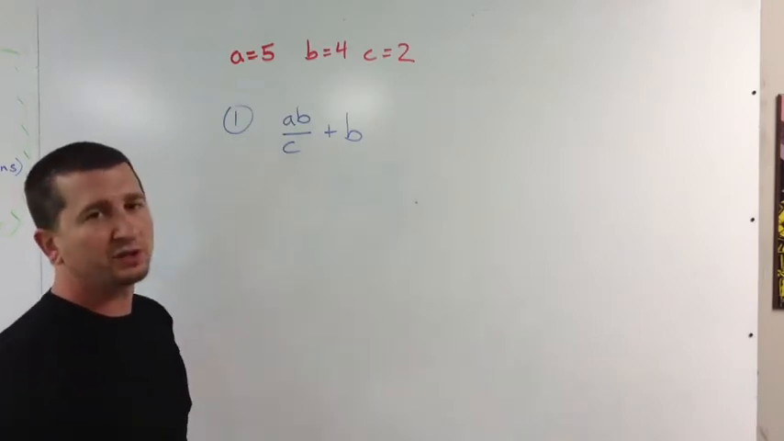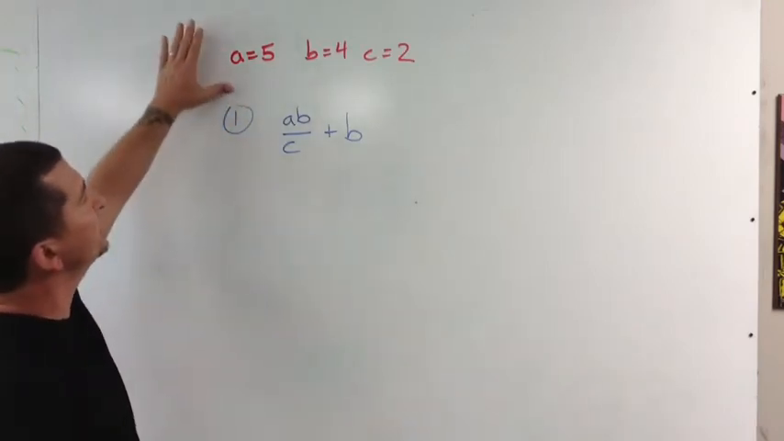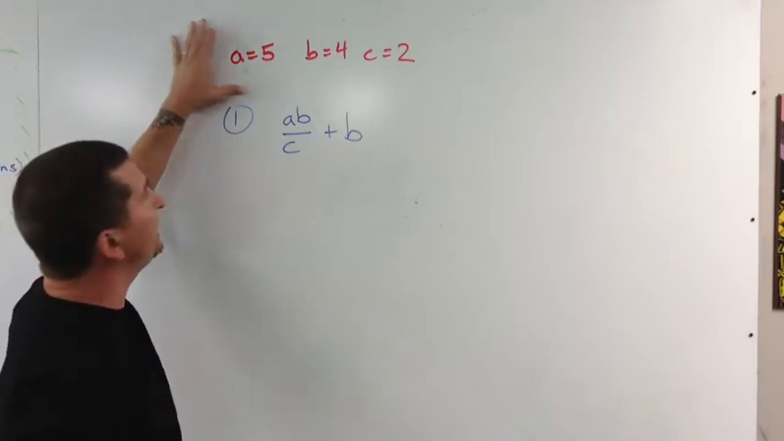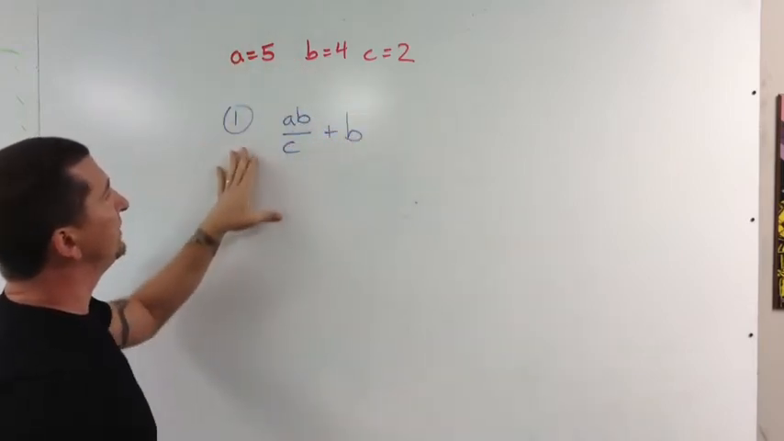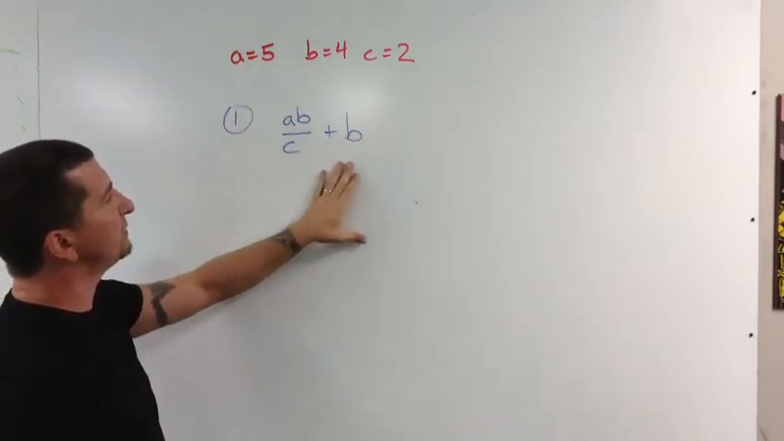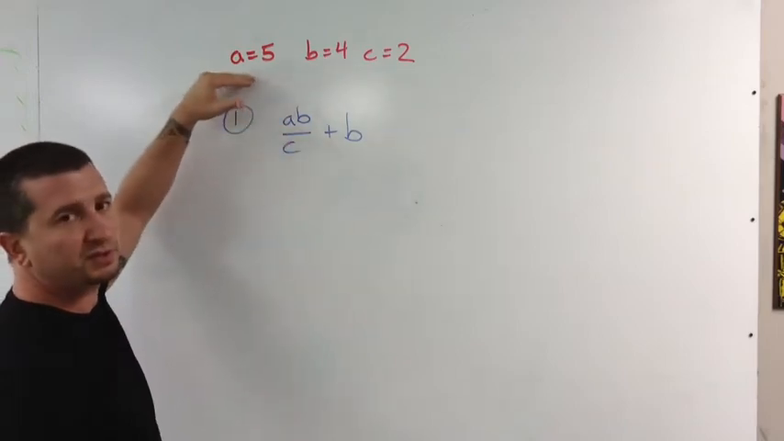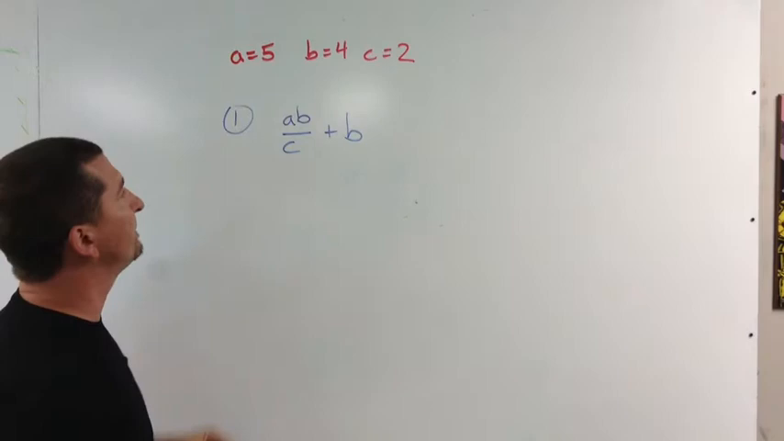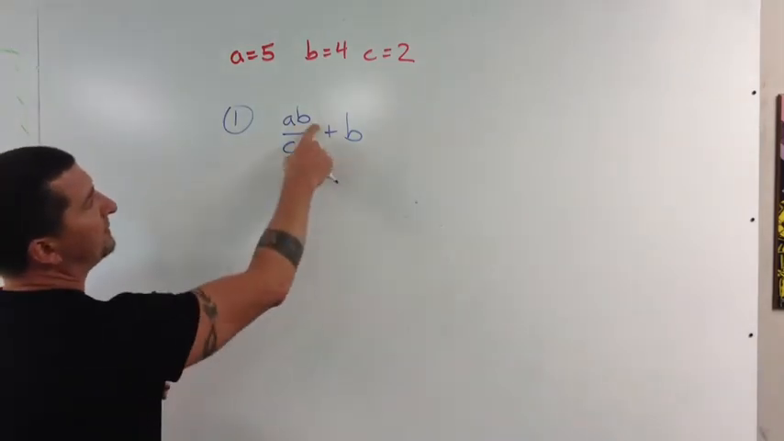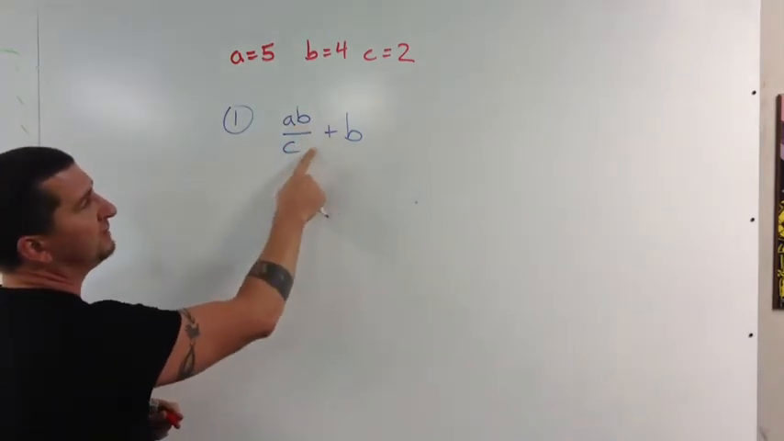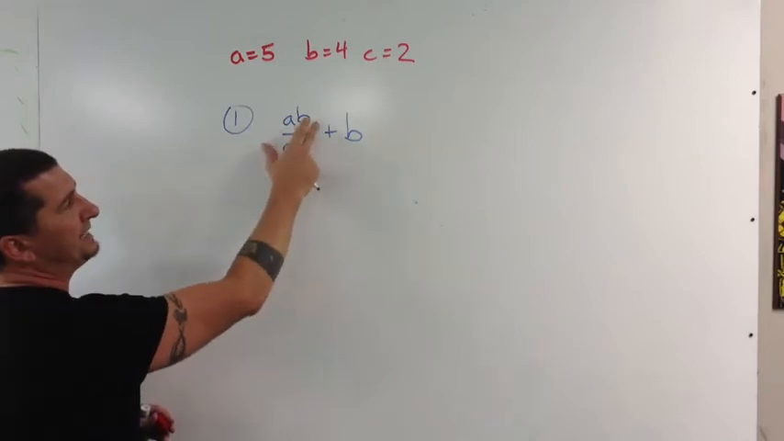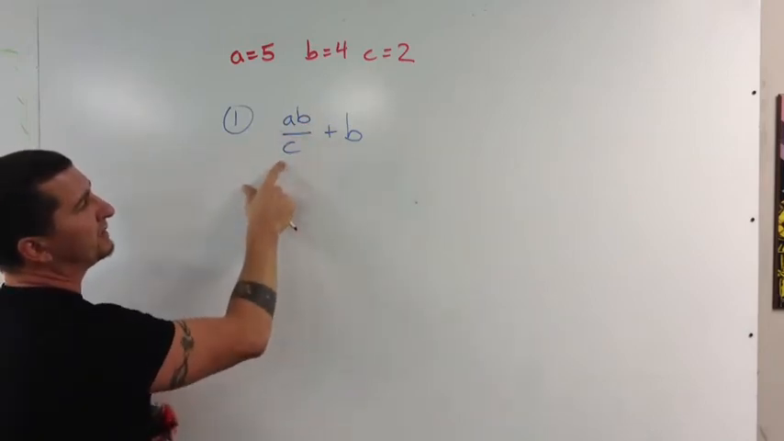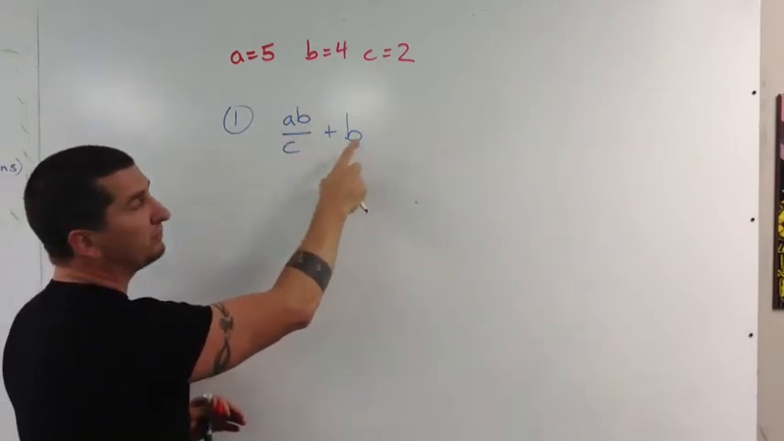Okay, this is a substitution problem. If you notice, I've given you values for A, B, and C, and then you have an algebraic expression that we're going to actually substitute these values in for the variables and then solve for our answer. So in this case we have AB over C plus B. This means A times B divided by C, and then we're going to add B.